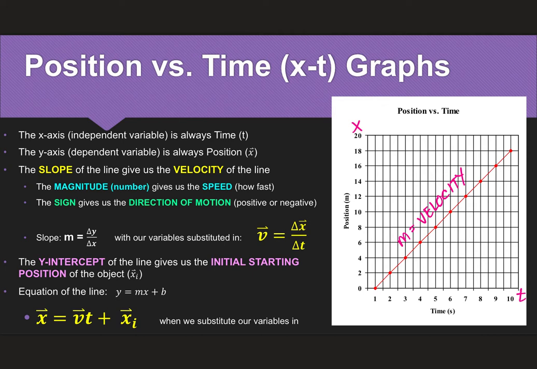Remember that the slope has two parts to it because the slope and the velocity, it is a vector. It has a magnitude, an amount, and that number value gives us the speed, how fast the object is moving. And the sign tells us the direction. So if the sign is positive, like this slope on this graph that we see right here, the object is moving, usually we would say it's moving forward, up, to the right. If the sign were negative, we would say it's moving backward or to the left or down. It all kind of depends on your problem itself, how you're going to say that.